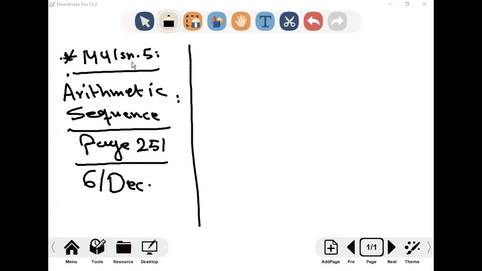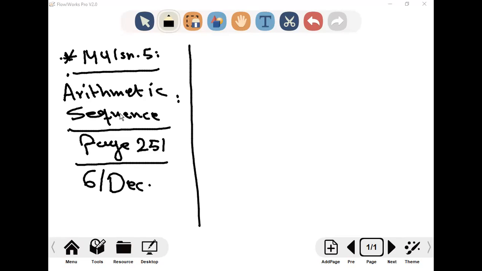Okay, we are on module 4, lesson 5, arithmetic sequence, page 251. Now first step or first idea, what is the sequence? When I say a sequence, I mean group of numbers. Group of numbers. And now the sequence has different types. We have two famous types of the sequences, geometric sequence and arithmetic sequence.